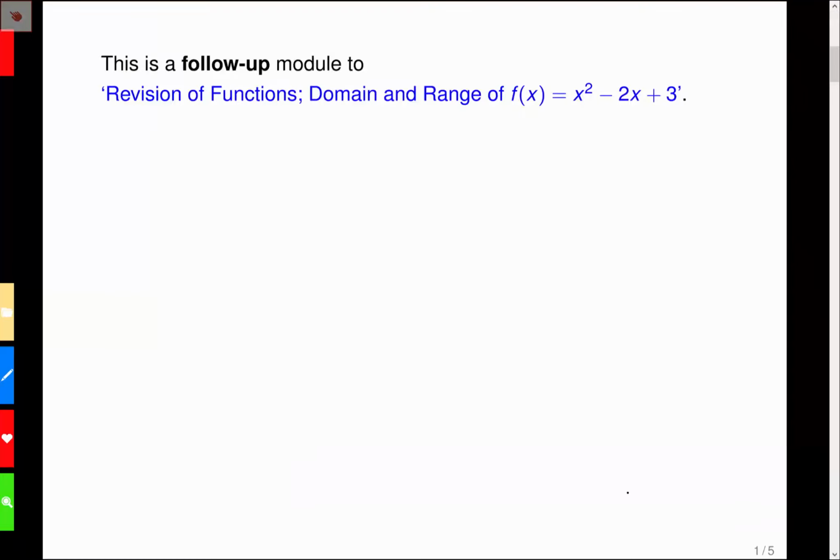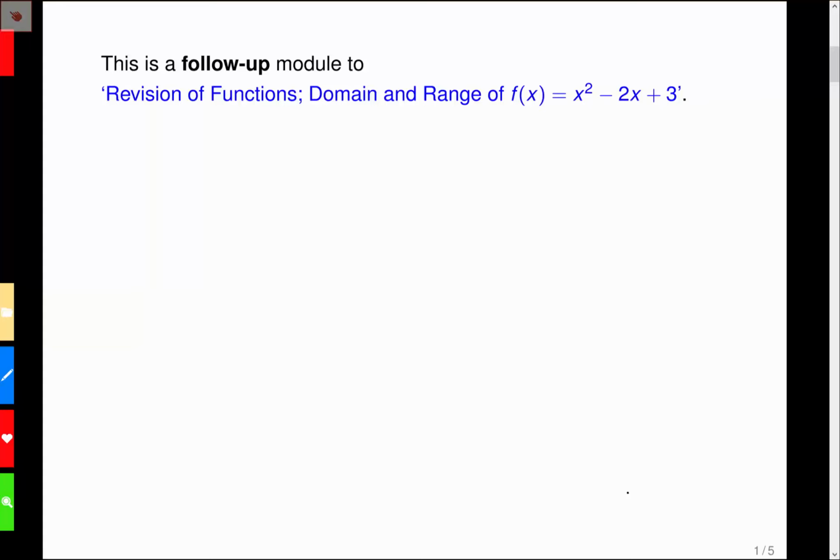This is a follow-up module to the one titled Revision of Functions, Finding the Domain and Range of f of x equals x squared minus 2x plus 3. If you haven't watched that module yet, you should go watch it before you watch this one.